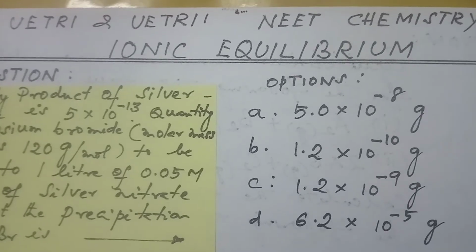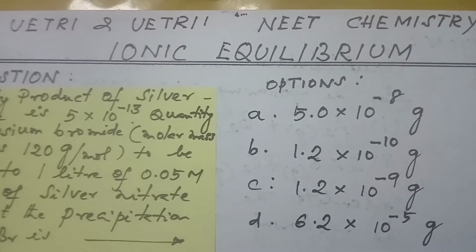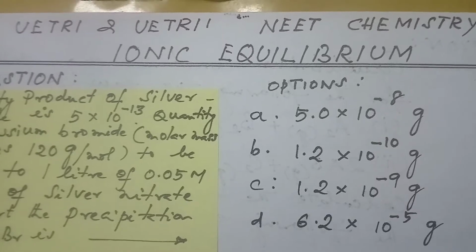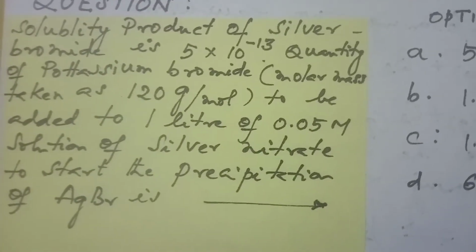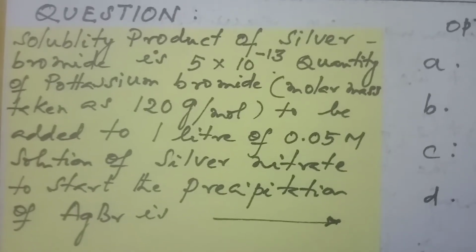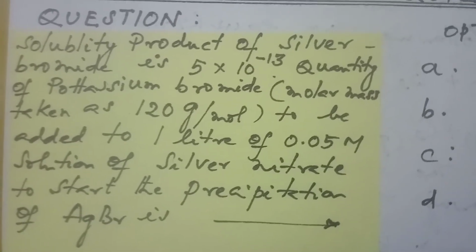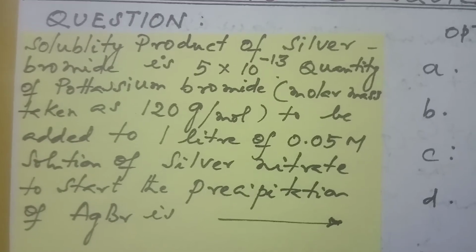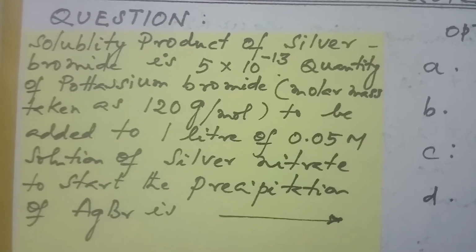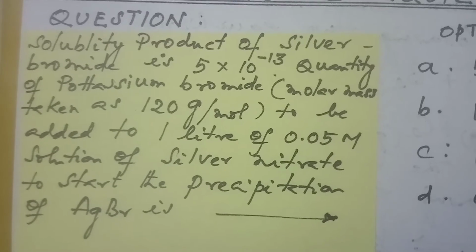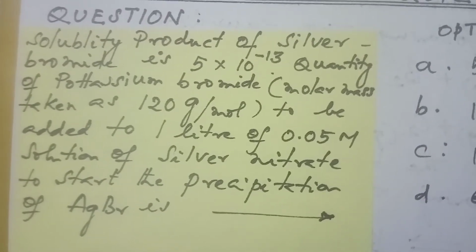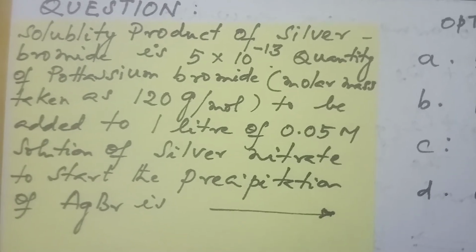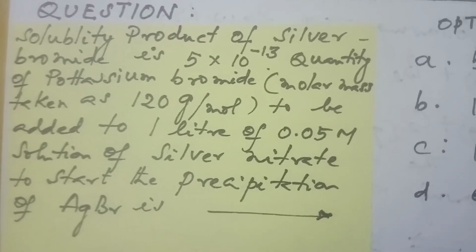Today I am going to give the video to the topic of ionic equilibrium. Now let us see the first question: the solubility product of silver bromide is 5 into 10 power minus 13. What quantity of potassium bromide, molar mass 120, is to be added to 1 liter of 0.05 M solution of silver nitrate to start the precipitate of silver bromide? Options are given.